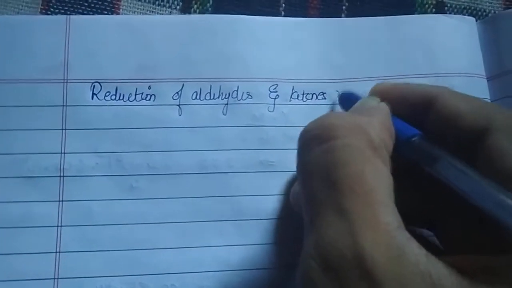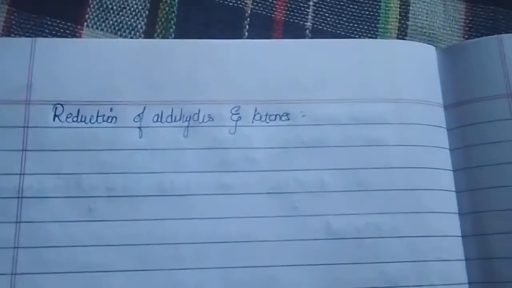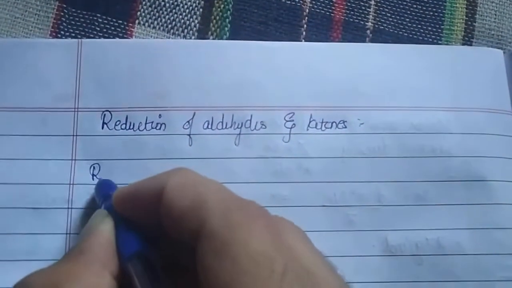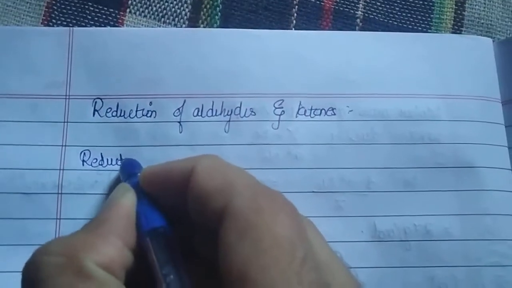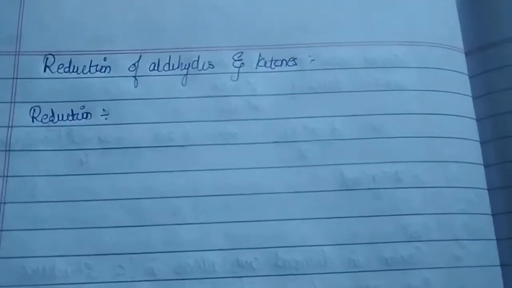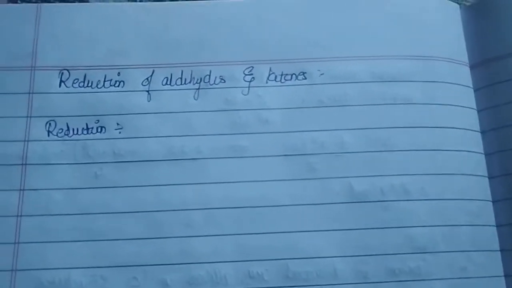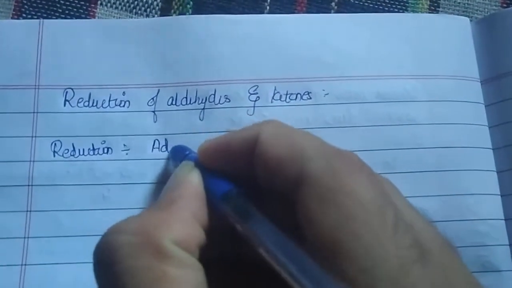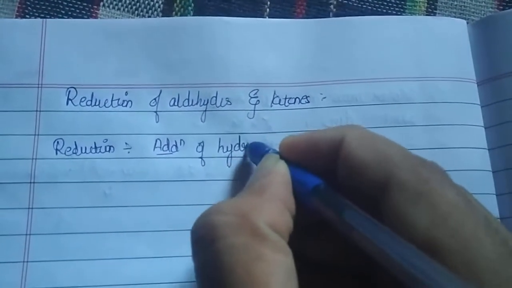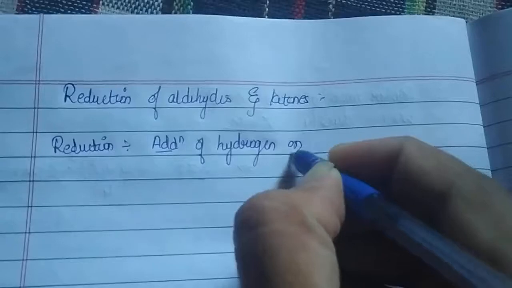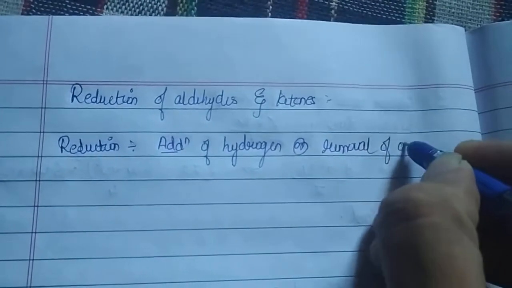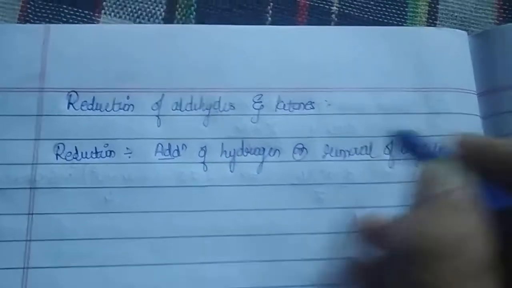So basically, when we are dealing with the reduction reaction, the first and foremost thing we have to know is what we mean by reduction. Of course, we can define reduction with respect to two major aspects. It could be the addition of hydrogen or removal of oxygen. So this was with respect to the atoms.